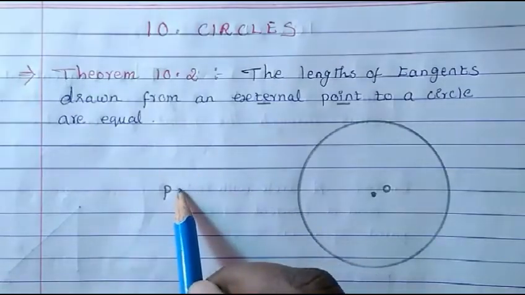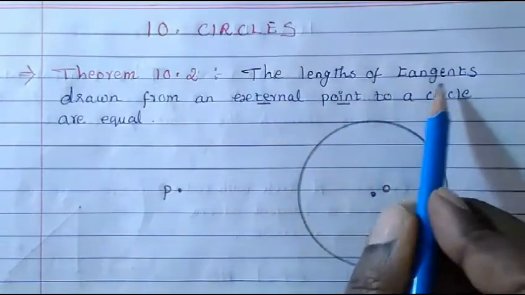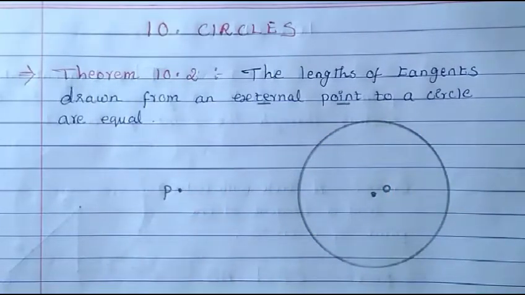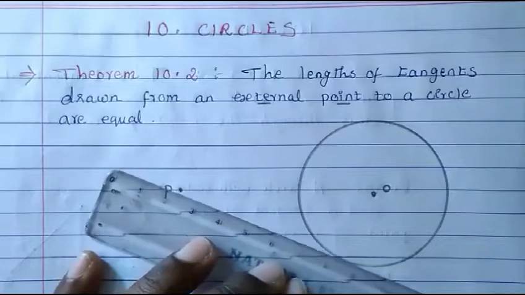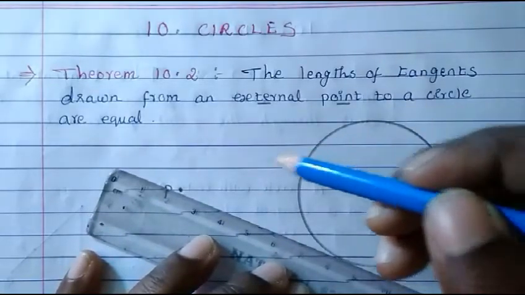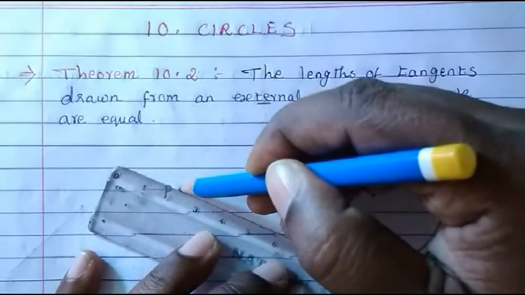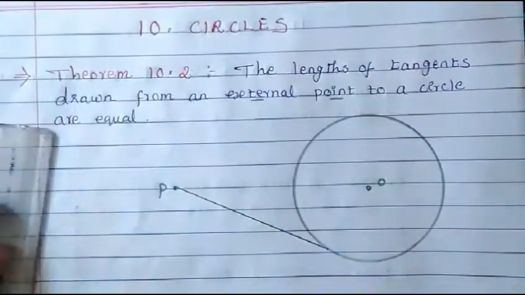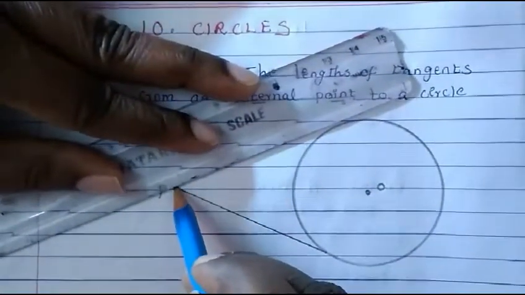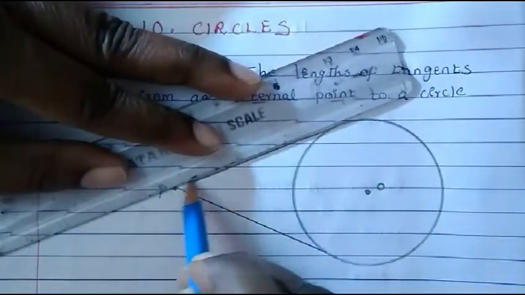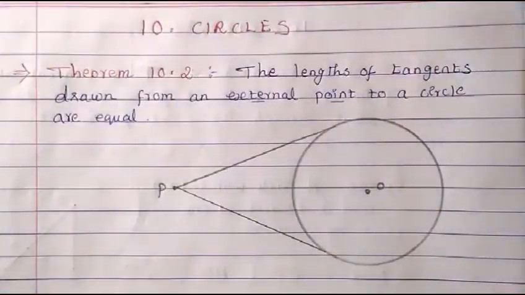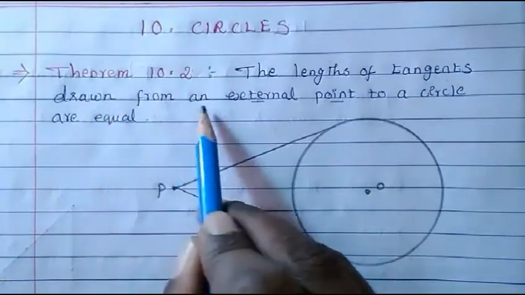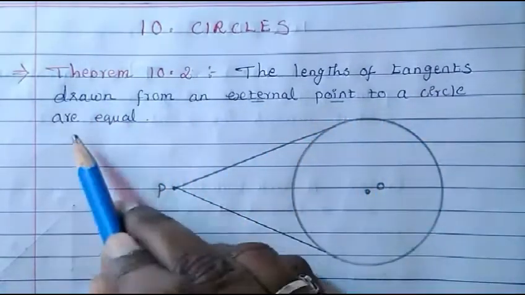So from here, what is drawn? Lengths of tangents drawn from an external point. So we have to draw a tangent from this external point. So let us draw a tangent. Okay, and then another tangent on this side. So we have drawn two tangents. The lengths of tangents drawn from an external point to a circle are equal.